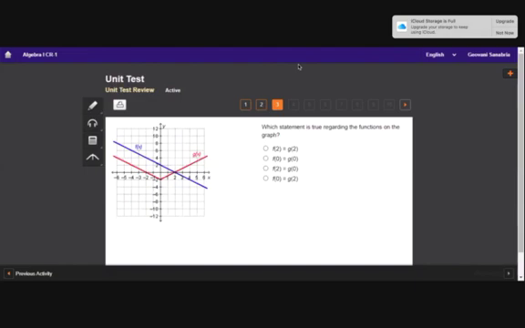They meet at 0, but they meet at 0 for the y values. So f of 0 equals g of 0 is not what you would say. It's that f of 2 equals g of 2.